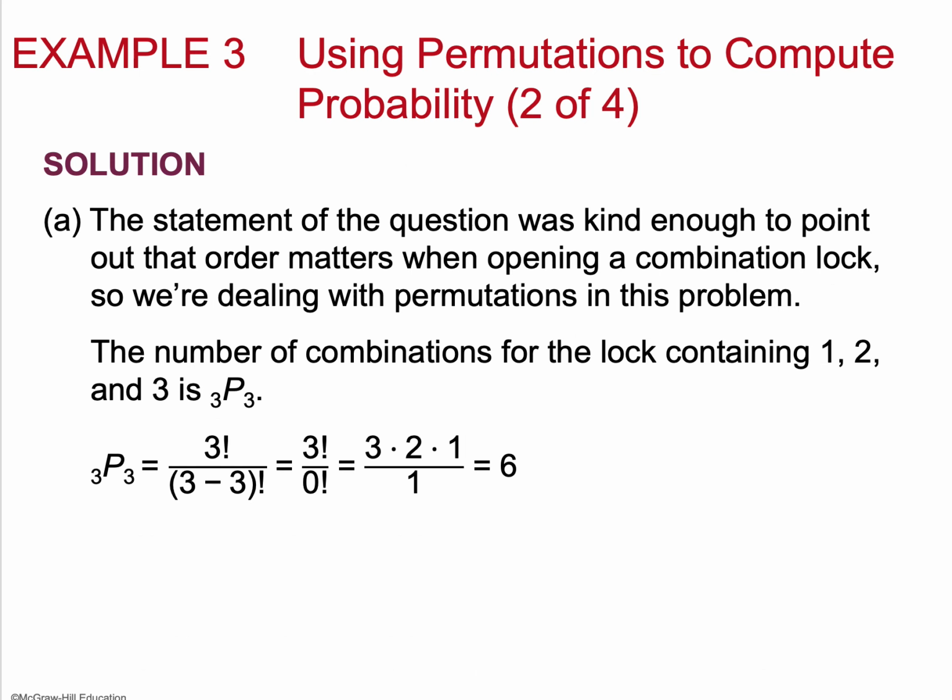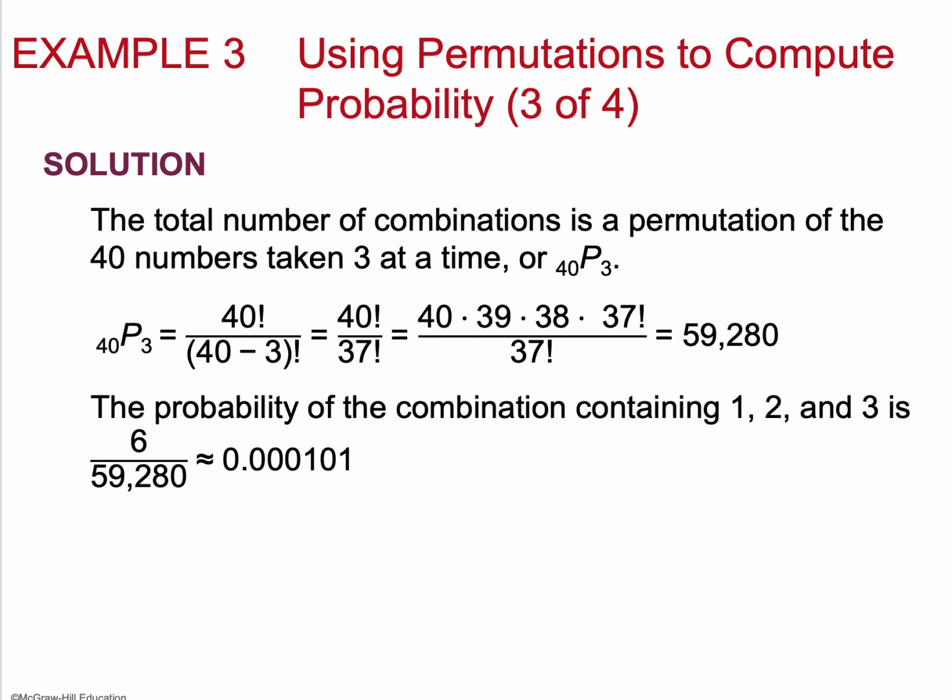For part A, I'm using a permutation because order matters. I need to pick 3 specific numbers they gave me, 1, 2, and 3. So I'm doing 3 from 3 possibilities, which is 6. There are 6 ways to pick those 3 numbers, with order. Then for the total number of ways for all the options, I'm picking 3 numbers from a bank of 40, which leaves me with 59,280. So I'm going to do 6 divided by 59,280, and that gives me my probability.